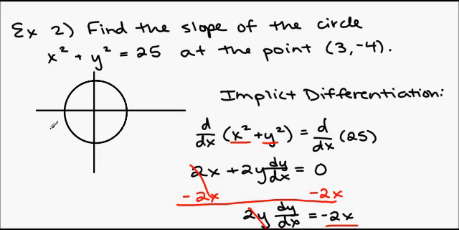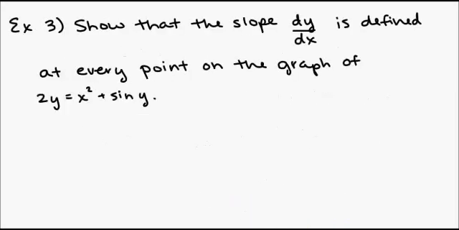Example 3. Show that the slope dy/dx is defined at every point on the graph of 2y equals x squared plus sine y. So the first thing that we need to do to solve this is figure out dy/dx.